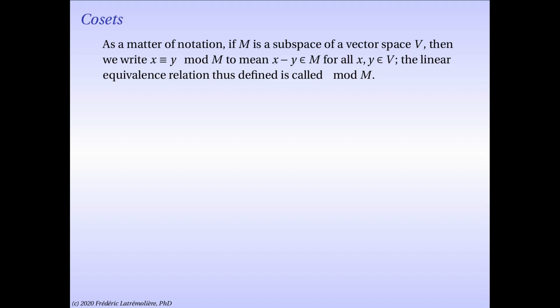Since linear equivalence relations are entirely described by the subspace that's a class of 0, we're going to introduce a simplified notation. If M is any subspace of a vector space V, then for any two vectors x and y in V, I write x is equivalent to y modulo M to mean that x minus y is an element of M. And the linear equivalence thus defined is simply called equivalence modulo M. And we know that every linear equivalence relation is of that form. Sometimes people will even actually write x equals y modulo M with a slight abuse of notation.